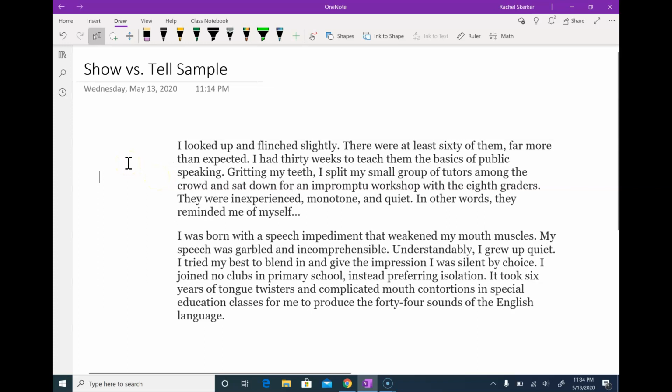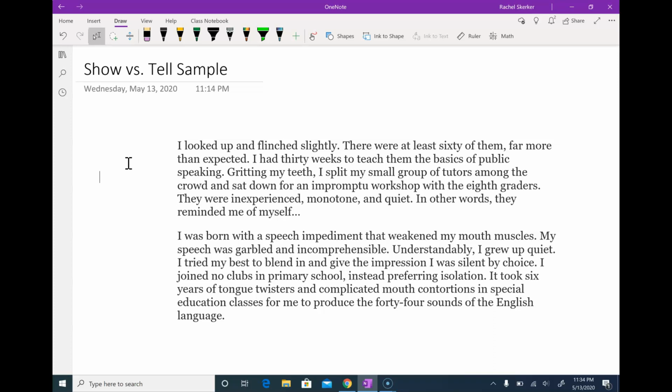I looked up and flinched slightly. There were at least 60 of them, far more than expected. I had 30 weeks to teach them the basics of public speaking. Gritting my teeth, I split my small group of tutors among the crowd and sat down for an impromptu workshop with the 8th graders. They were inexperienced, monotone, and quiet. In other words, they reminded me of myself.